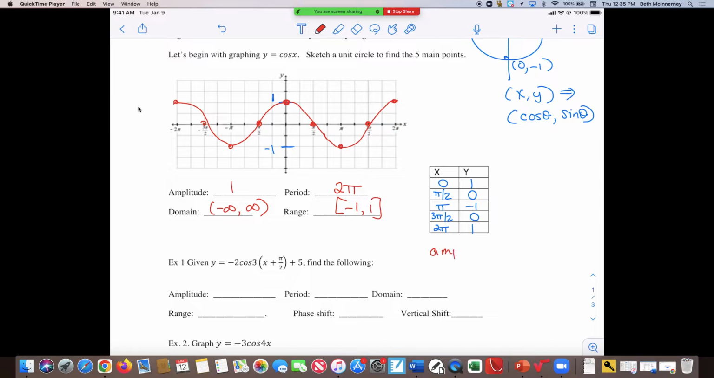So let's write down a few little things. The amplitude is absolute value of A. Period is 2 pi over B. C is your phase shift, and D is your vertical shift, as long as that B value is factored out. If it's not, then you're going to have to take care of that.